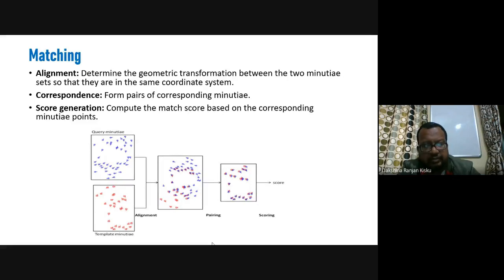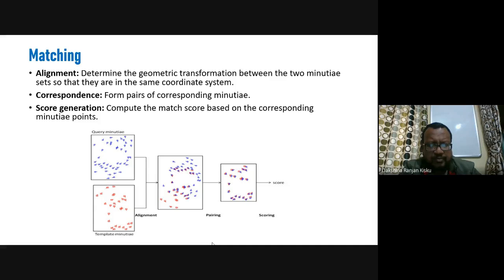Now, after minutiae extraction, the last step is matching. Matching of minutiae points consists of three steps: alignment, correspondence, and score generation. In alignment, we determine the geometric transformation between two minutiae sets so that they are in the same coordinate system.